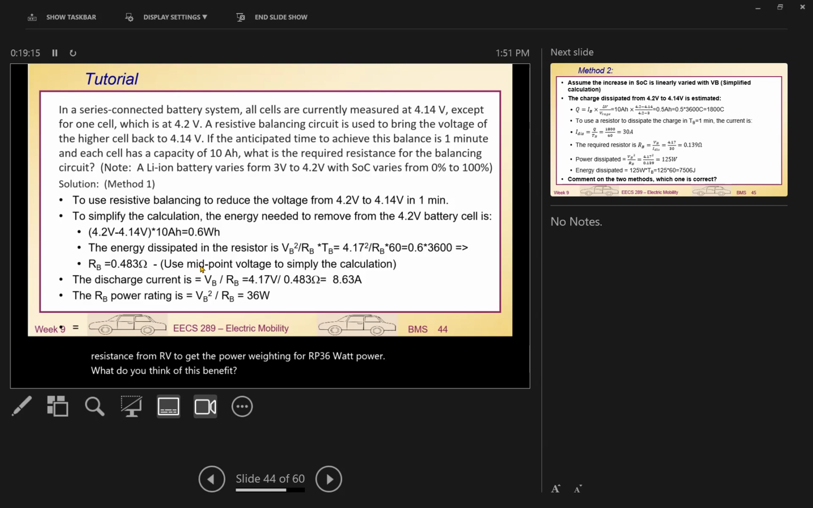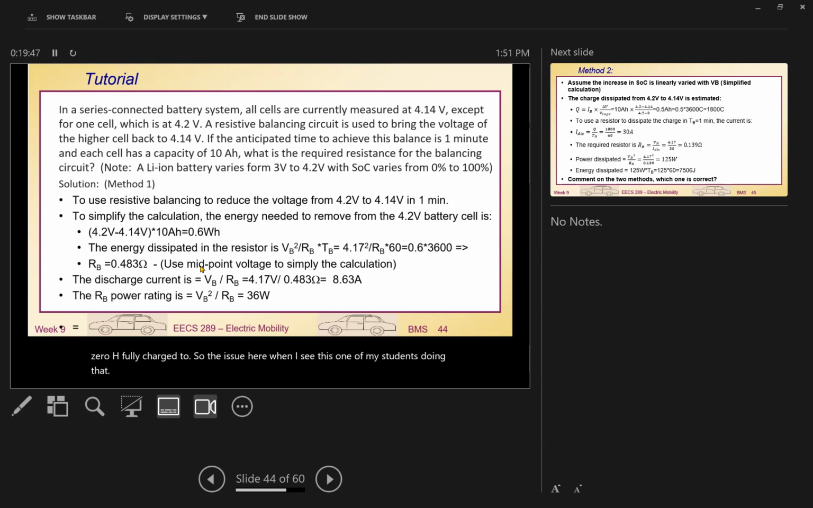This is how we calculate. Yeah, that's one of the methods. Yeah, I think there's some issue here. The thing is, we are using 10 AH, which may be an issue, because I know that when we fully charge the battery to 4.2 volt, it's 10 AH. But at 4.14, we may not have 10 AH, because we fully charge from 0 AH to fully charged.